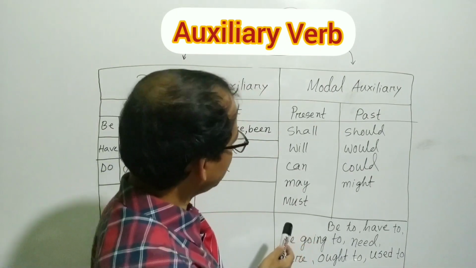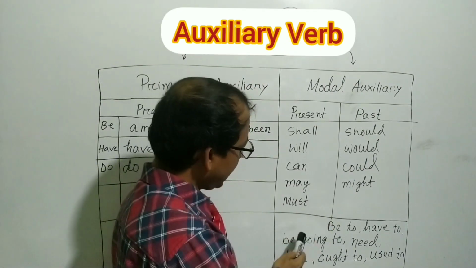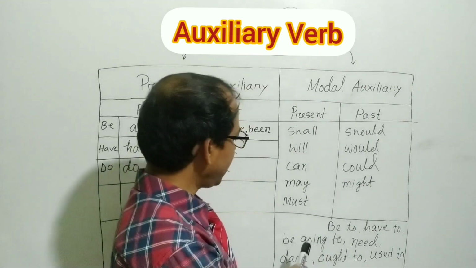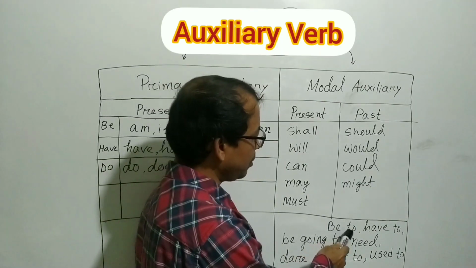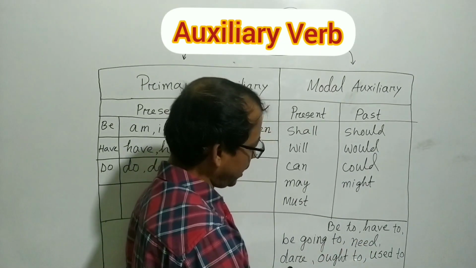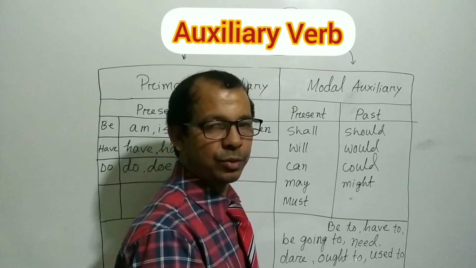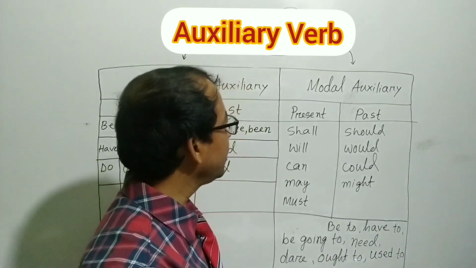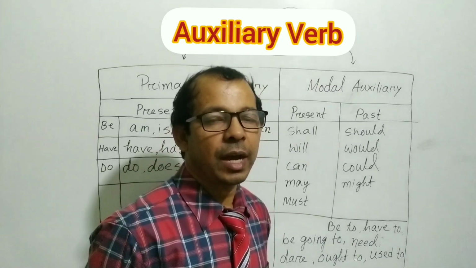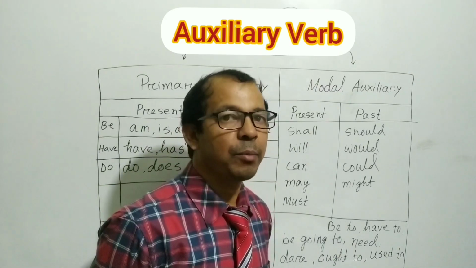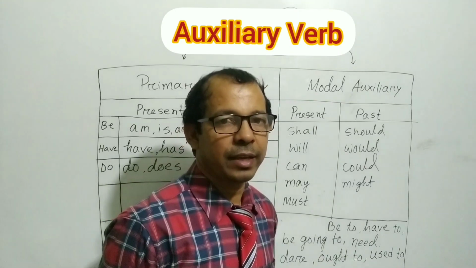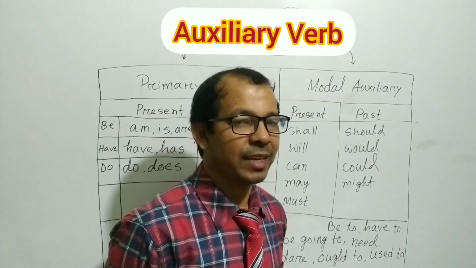So my dear student, there are some extra modal auxiliary verbs, and they are be to, have to, be going to, need, dare, ought to, used to. So my dear student, these auxiliary verbs are very important, but you have to memorize these verbs, like poems. In what way?